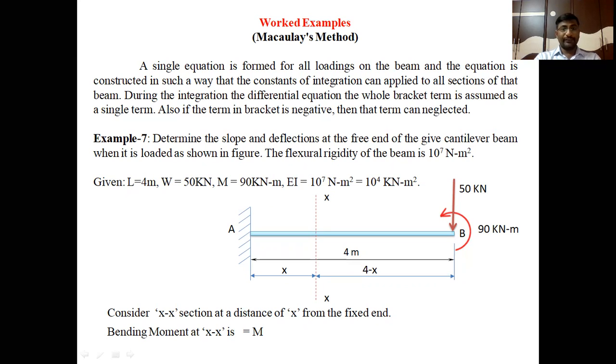And fourth point, you have to remember that while substituting boundary conditions, or while substituting the x value in the bracket term, if we get a negative term in the bracket, then that bracket term can be neglected. Clear, students? These are the four points you have to remember while integrating the differential equation by the Macaulay method.